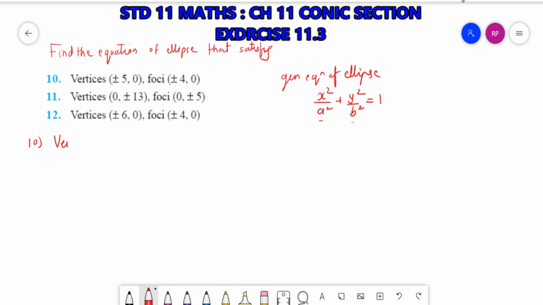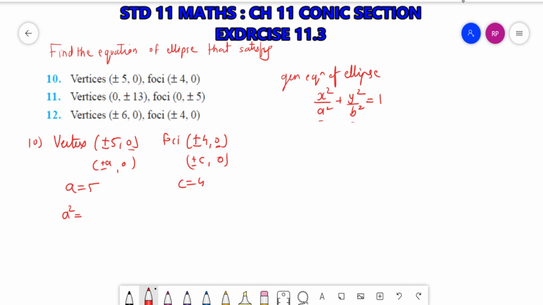So in question 10, vertex is plus minus 5, 0 and foci is plus minus 4, 0. Now comparing it with plus minus a, 0 for the vertex, I will get a is equal to 5. Comparing it with foci plus minus c, 0, I will get c equal to 4. Now see, as the y coordinate of foci is 0, the major axis will be x-axis, right? So the equation will be a square equal to b square plus c square. So a square 25, b square we don't know, and c square, that is 4 square 16. So b square is equal to 9, that implies b is equal to plus minus 3.